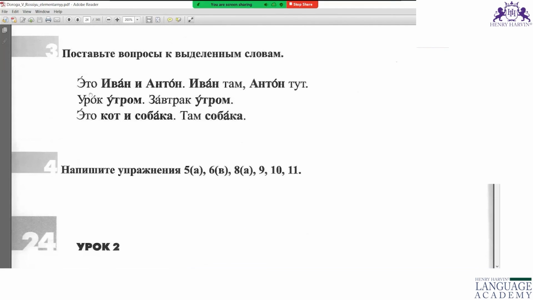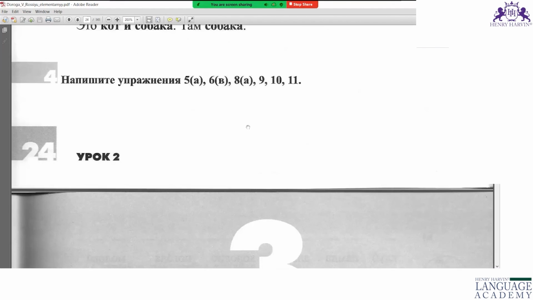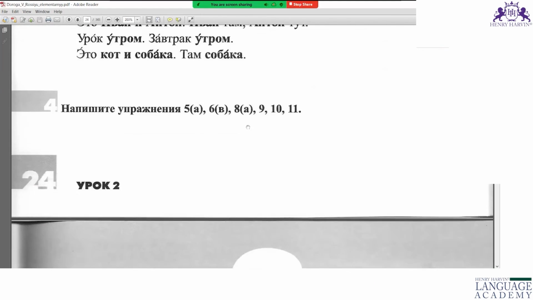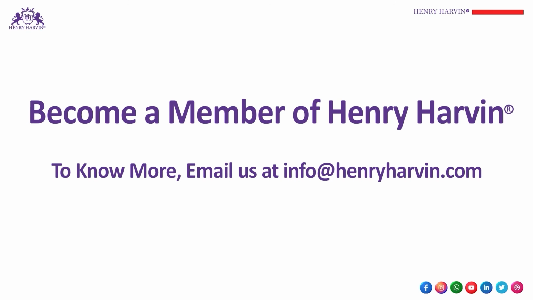Ага. And Padmapriya? Это? Это Иван и Антон. Иван там, Антон тут. Урок утром, завтрак утром. Это кот и собака. Там собака. Padmapriya, I love your pronunciation. Okay, very good.